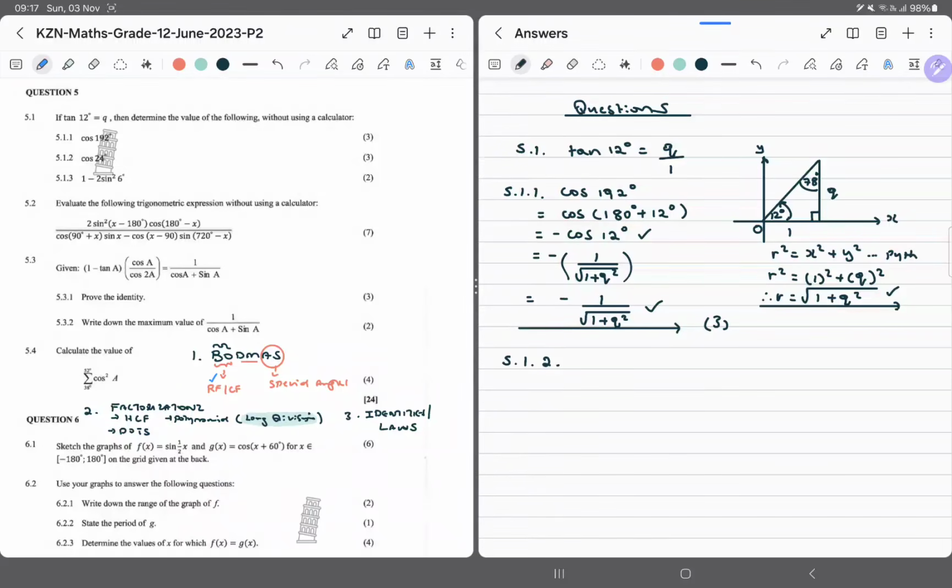5.1.2. We need to do cos of 24. So with this question, we may get a direct question, maybe needing just a reduction formula or the other angle, but we will definitely need to use identities at some point. Okay, so be very ready.